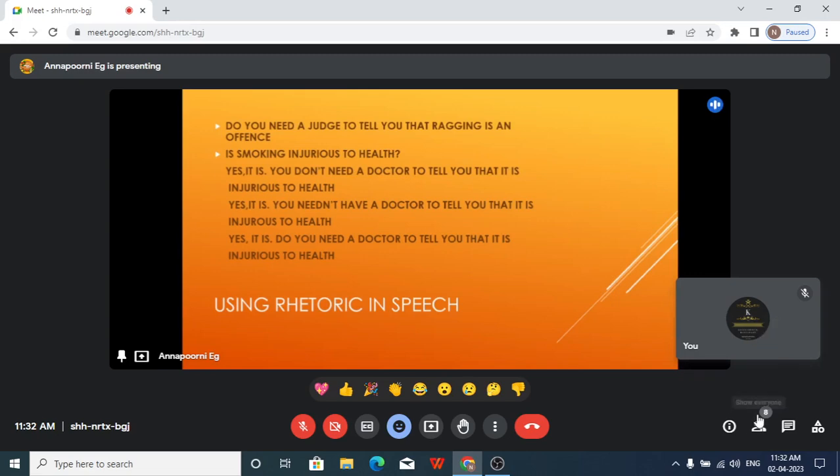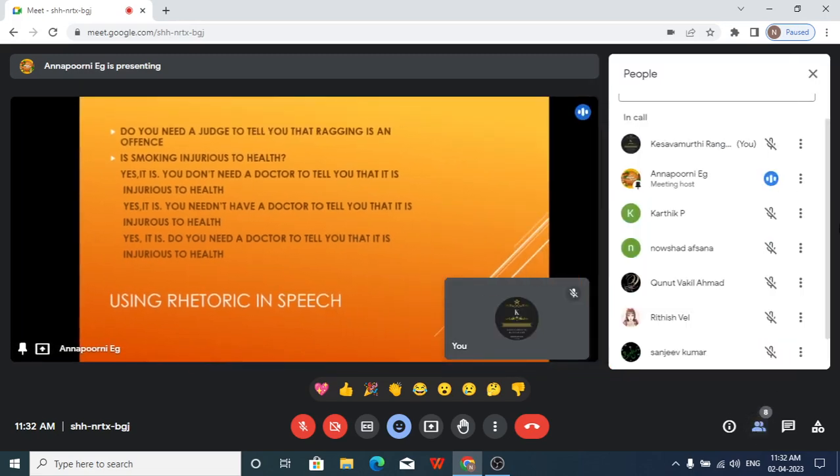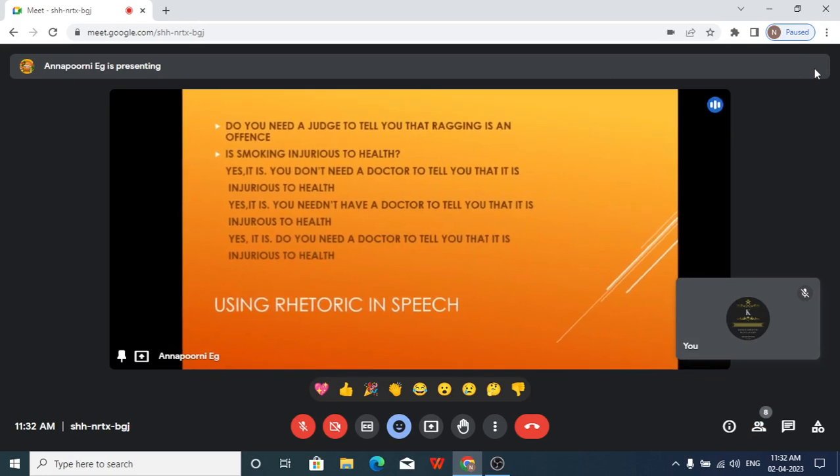So one fine day he is coming and asking you, my dear friend, I just want to know, is smoking injurious to health? After smoking for years and years, one day suddenly he's coming and asking, is smoking injurious to health, my dear friend? So what will you reply? Yes, it is. First, you will tell whether it is injurious or not. Yes, that is the first answer you are telling. It means yes, it is injurious to health. And then you will tell one more point. You don't need a doctor to tell you that it is injurious to health.